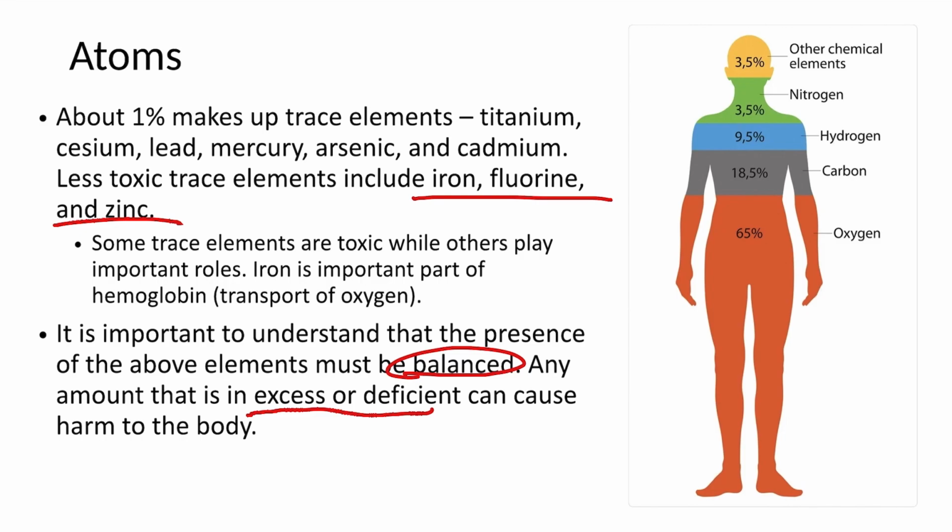Here's an image in your textbook, and it just shows a pictograph of the abundance of the elements in the human body. So again, oxygen being the most abundant, followed by carbon, hydrogen, nitrogen, and then the trace elements.